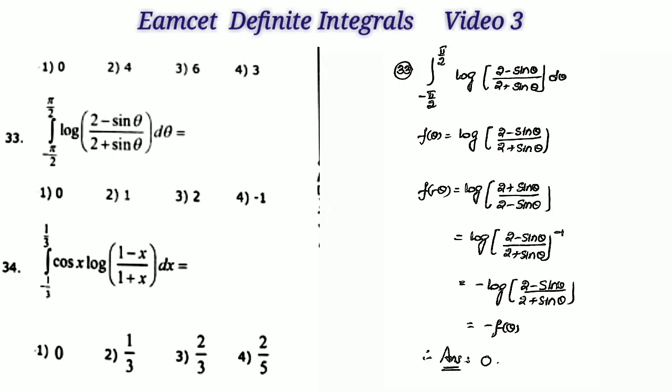Next question, sum number 33, integral minus pi by 2 to pi by 2 of log of 2 minus sin theta by 2 plus sin theta into d theta. So here we have minus pi by 2 to pi by 2, means first of all we have to check whether the given function is even or not.